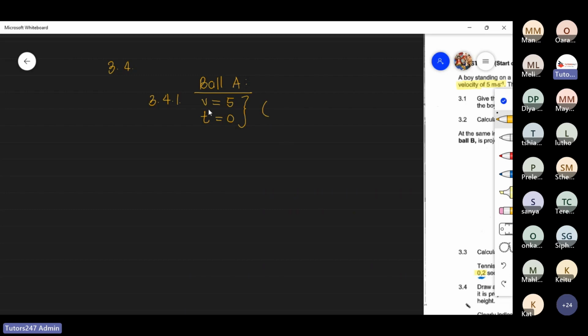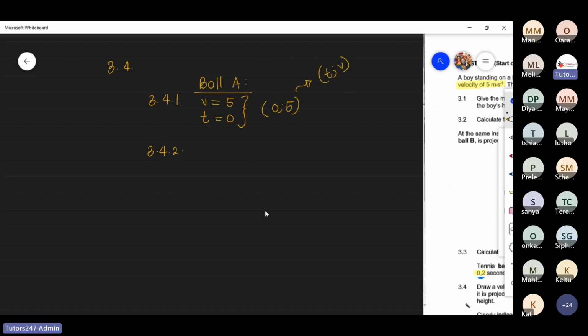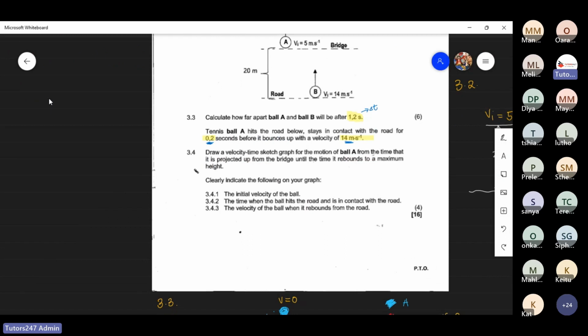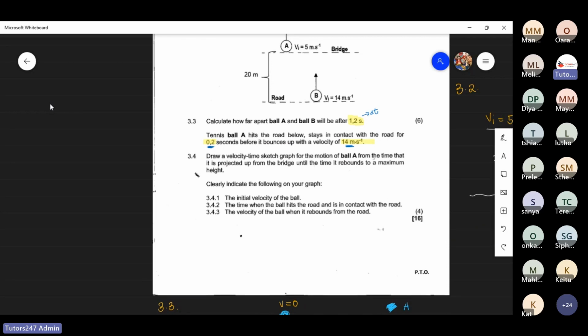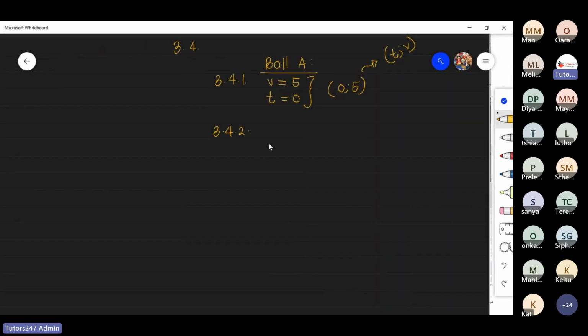So our coordinate t is x and y is v. So we'll have 0 and 5. This is our first coordinate. Time, then velocity. So keep that in mind. So we've now pinpointed our first coordinate. Let's have a look at our next coordinate. What is point 2? Point 2 wants us to indicate the time when the ball hits the road and is in contact with the road. Okay, so this object is in contact with the road for 0.2 seconds. This is the contact time.